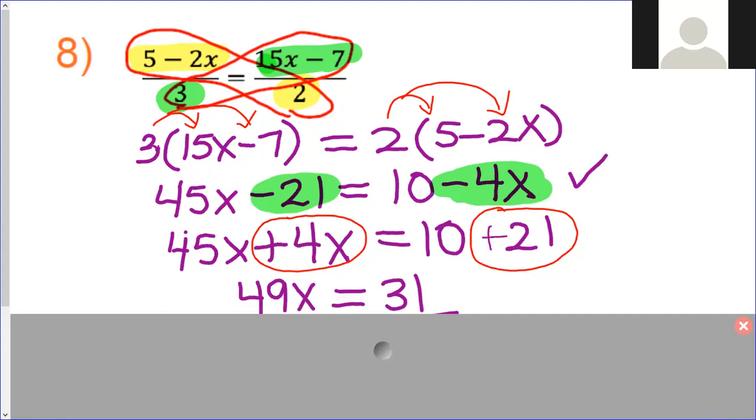Okay, so this part is a little bit tricky. I want you to take a second to figure it out to see how you can solve that, and I'll be right back.